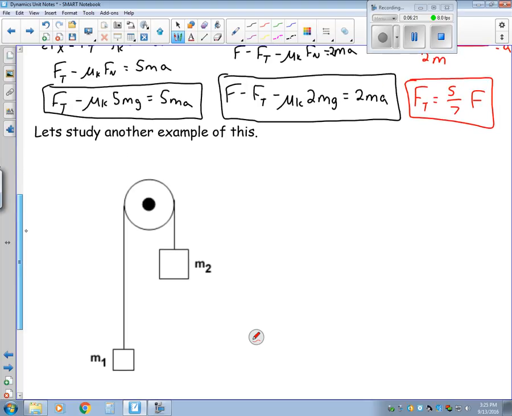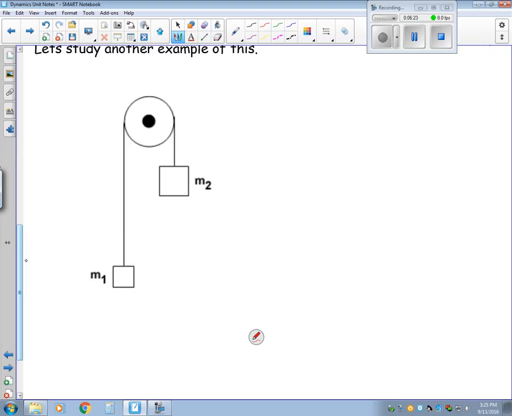Here's another classic example. It's a modified Atwood's machine. So here I have two objects connected by a string over a pulley. We assume the pulley is massless and frictionless. Once again, we need to make a free body diagram for each object. So for M1, there's some tension pulling up, gravity pulling down, and the same thing for M2.